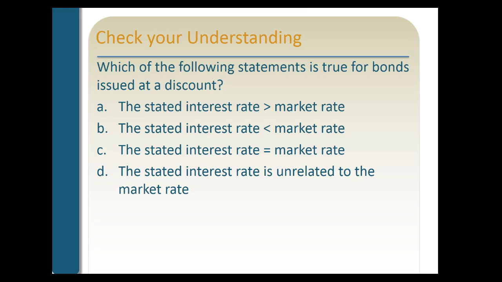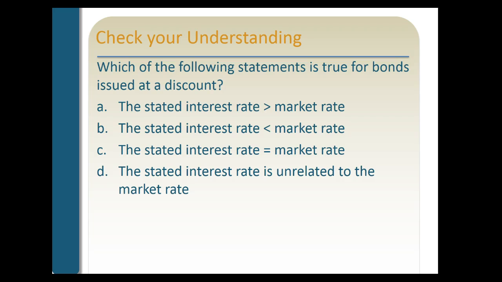Let's check your understanding. Which of the following statements is true for bonds issued at a discount? The stated interest rate is greater than the market rate. The stated interest rate is less than the market rate. Or the stated interest rate equals the market rate. Or the stated interest rate is unrelated to the market rate. What do you think there?